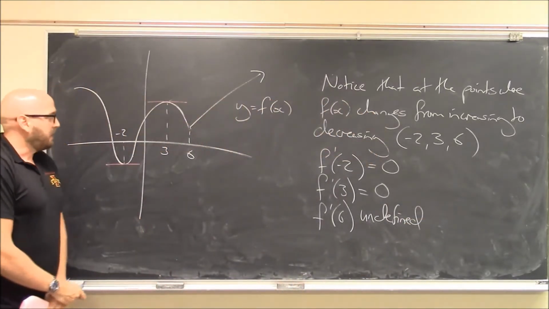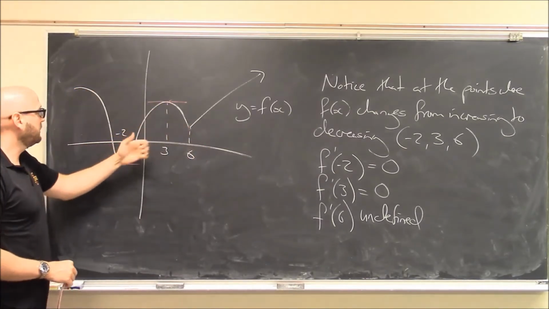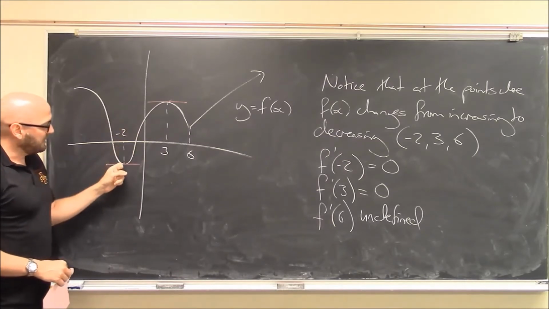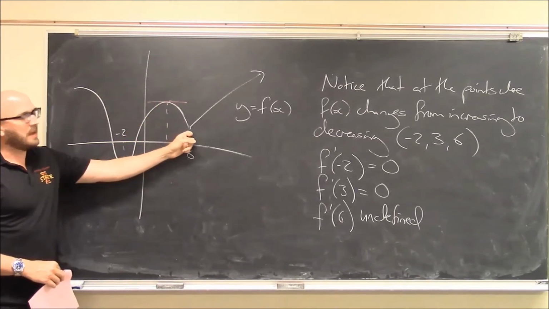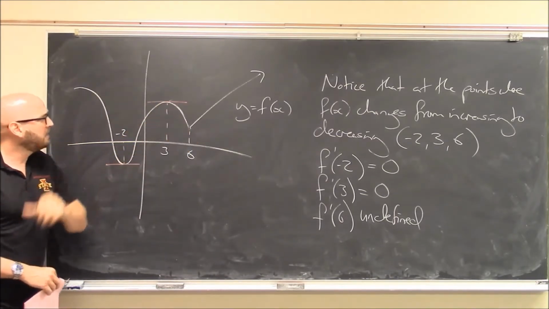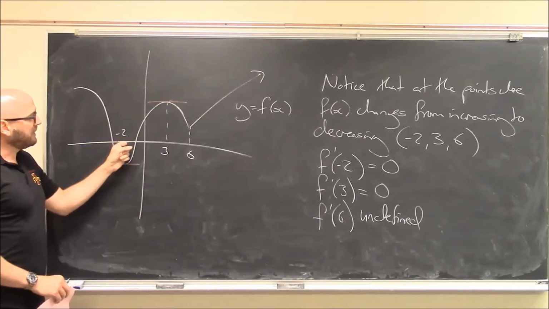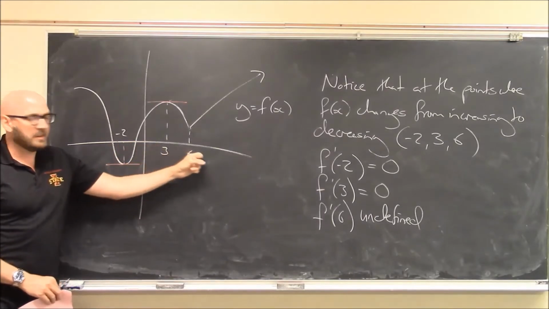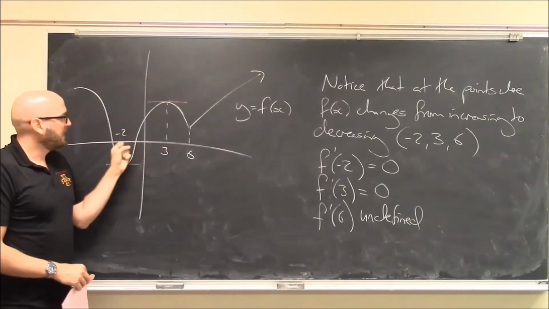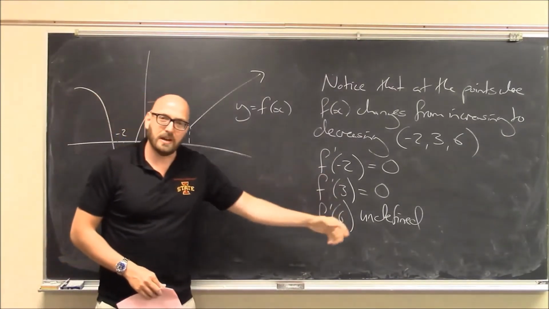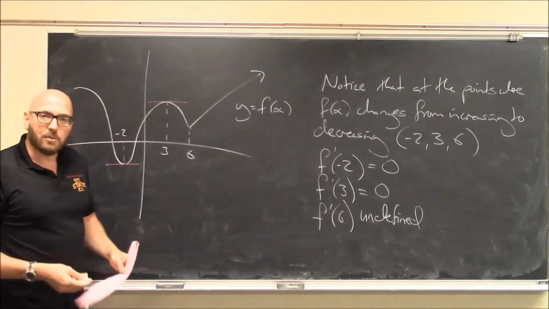And it turns out this always happens. The only way a function can switch from increasing to decreasing or decreasing to increasing is either by having 0 derivative or by having your derivative be completely undefined. That's the only way that can happen. So these x values for this function, -2, 3, and 6, are really special. For any function, these points where your derivative is 0 or undefined allow us to change from increasing to decreasing, or vice versa. So we're going to give them a name. We're going to call them critical numbers.